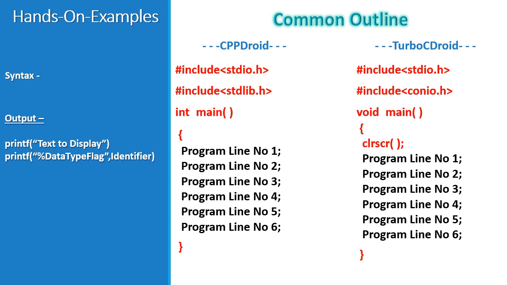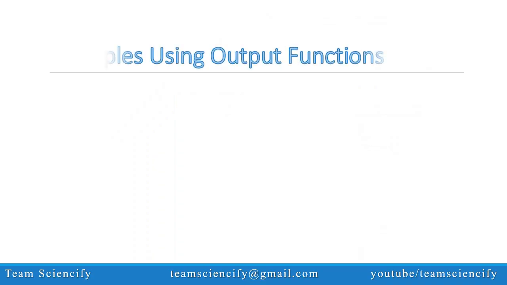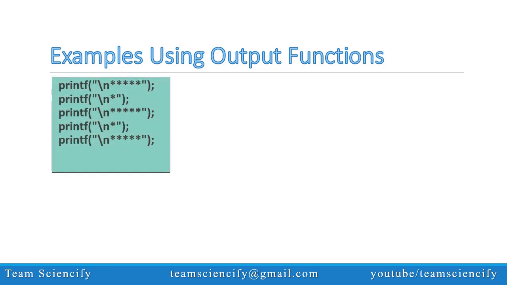Here, let's try to understand the use of output functions with the help of a few examples. Let's see the first example, where we have used the printf function only. Inside the double quotes, we have written the star symbol along with the escape sequence of new line, that is \n, in some sort of pattern. As we have already discussed, the C language also uses the line-by-line mode of output, hence each statement will be executed line by line. The output of this pattern is the letter E.